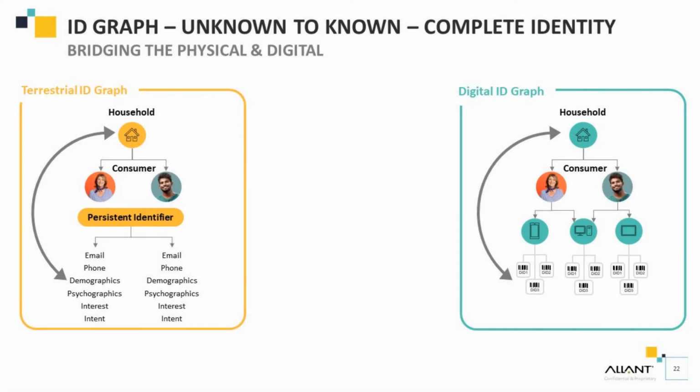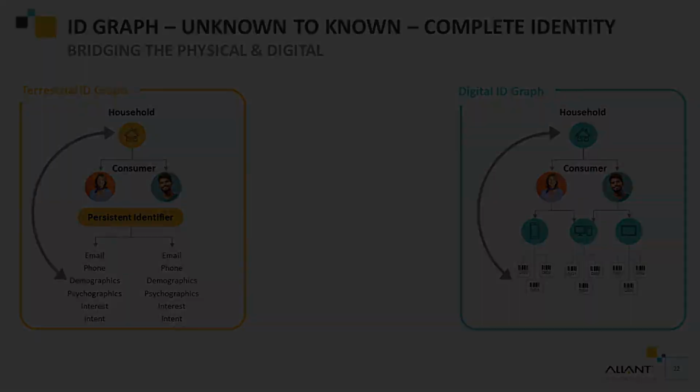Now moving to the right box, we see how to leverage a digital identity graph to create a crosswalk between cookies, MAIDs, and hashed emails using cross-device identification that we discussed earlier, and applying an individual digital persistent ID to the consumer and then linking those to the household.